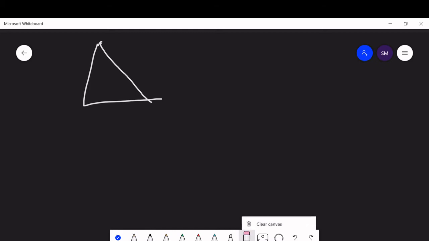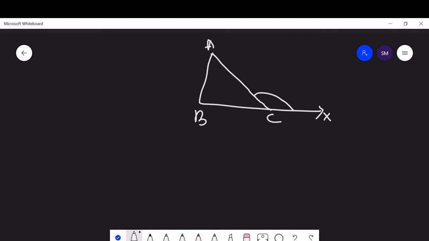Then what do you mean by the exterior angle property? What is the relation between the exterior angle and the interior angles? Let us draw a diagram. Suppose ABC is a triangle which is produced up to X. Then this angle is the exterior angle of the triangle. And this is the interior opposite angle of this exterior angle. This is the interior adjacent angle.